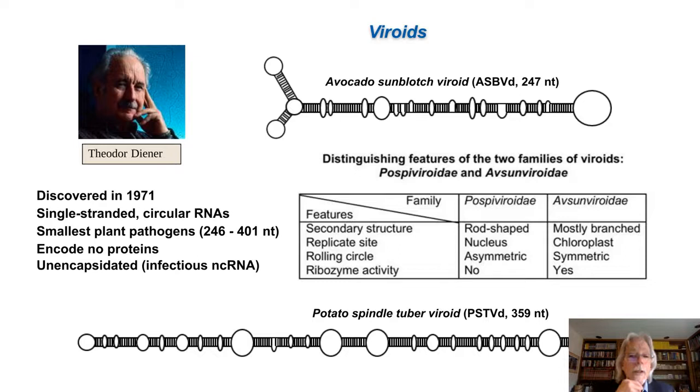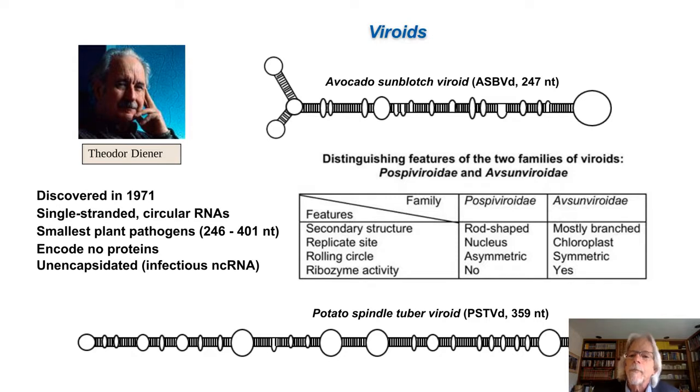So viroids are the smallest known plant pathogens. They are circular single-stranded RNAs ranging in size from about 250 to 400 nucleotides. They encode no proteins, and they're basically unencapsulated infectious RNAs. These were discovered in 1971 by Ted Diener, who's shown here up on the left.